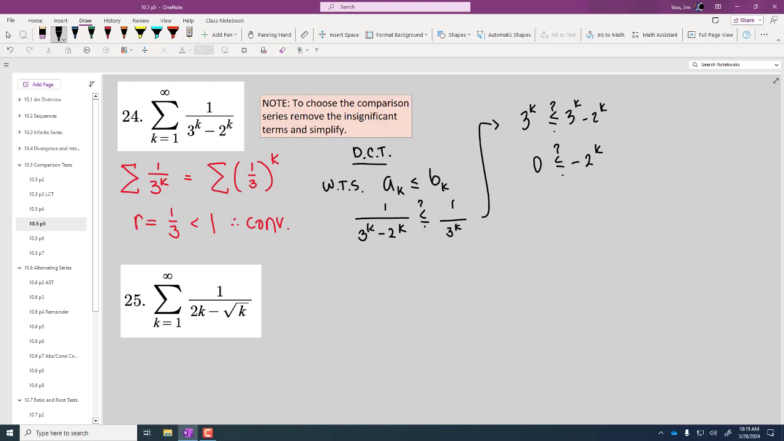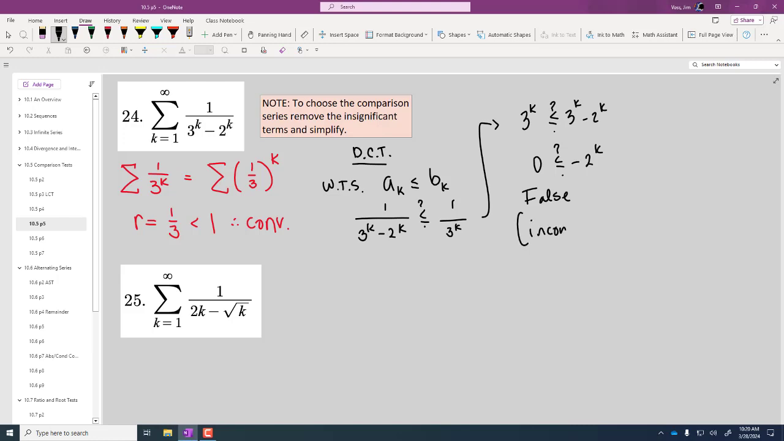So now we have this situation. Is that true or is that false? Nope. It's false. So the right-hand side is negative. That negative sign is not touched by the k. That negative is out in front of the 2 to the k. So the right side is negative, the left side is 0, so this is false. So the direct comparison test is inconclusive.